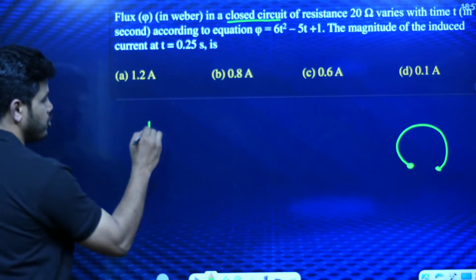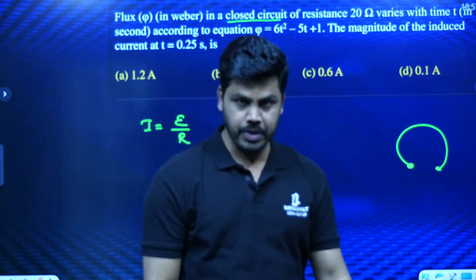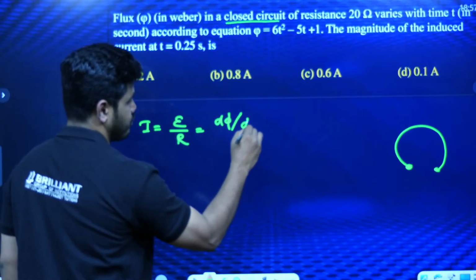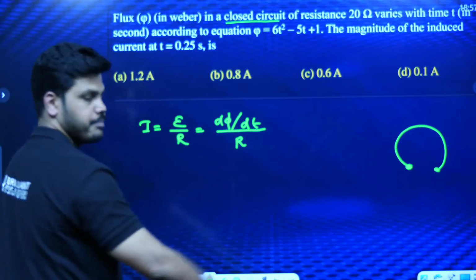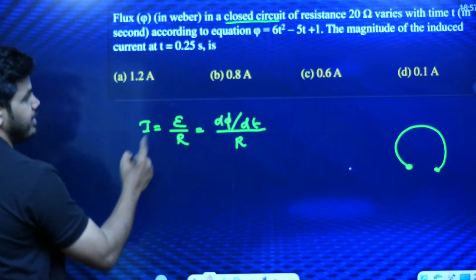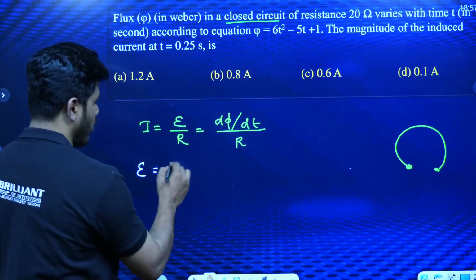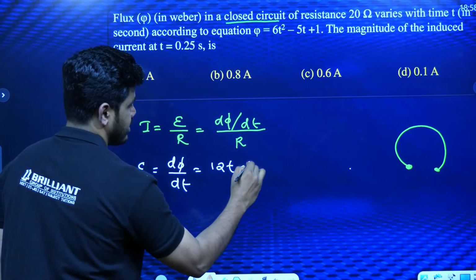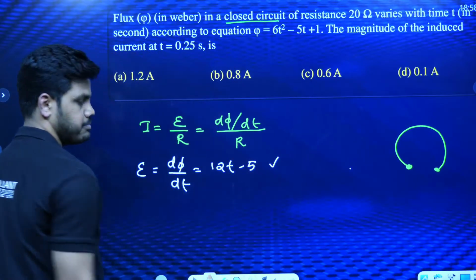We know the current in the circuit is always induced EMF divided by the resistance of the loop. So the induced EMF E is going to be d phi by dt, the rate of change of magnetic flux with respect to time, divided by the resistance R. First of all, let us calculate the change in flux. Phi is given as 6t square minus 5t plus 1. On differentiating that, we get d phi by dt, which is 12t minus 5, right? We know how to differentiate that function. So this is the induced EMF we have.